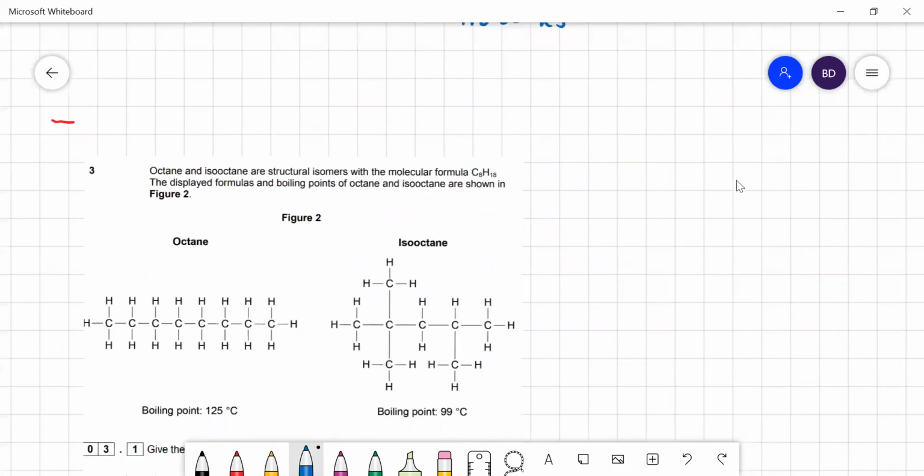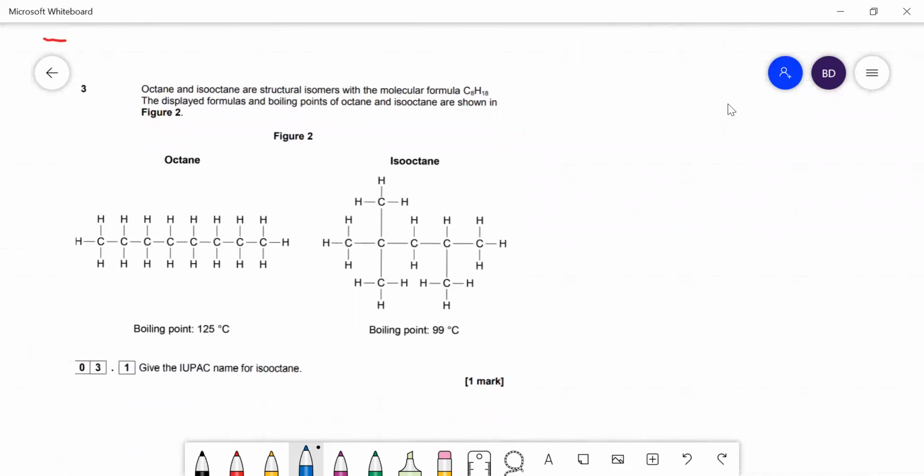Okay, so some organic chemistry now. Right, so we've got, give the name for isooctane. So we've got isooctane here. So find the longest carbon chain. 1, 2, 3, 4, 5. Okay, so it's going to be pentane.